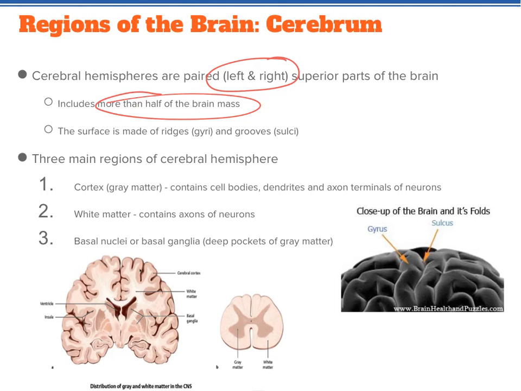This big cerebrum on the top is more than half of your brain mass, and it has a very characteristic texture to it. It's full of gyri and sulci, which are the ridges and the grooves. If you look at that picture, you get a close-up version of that.